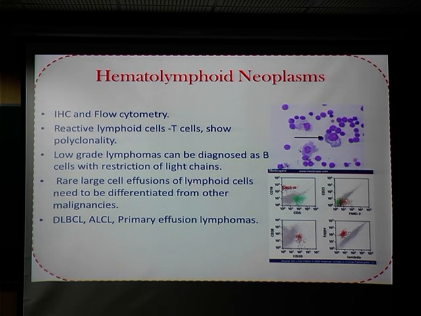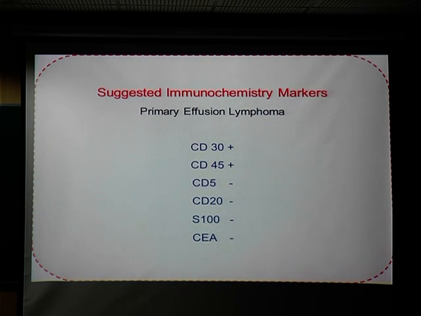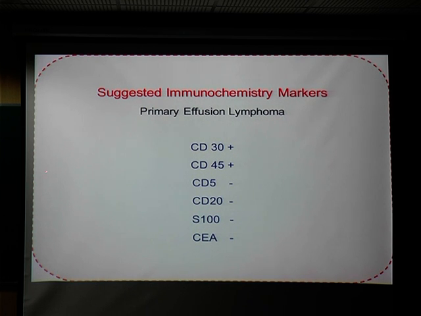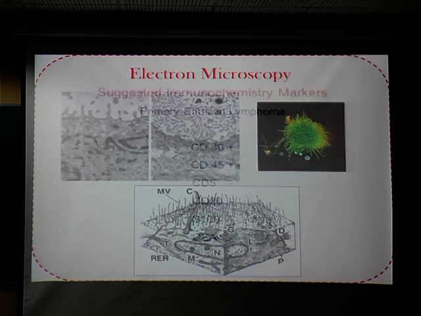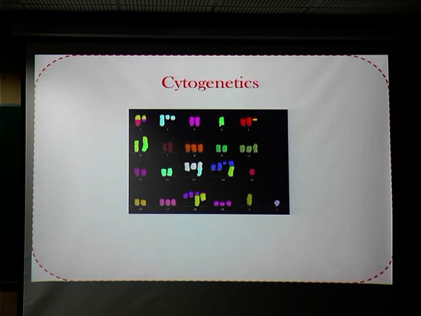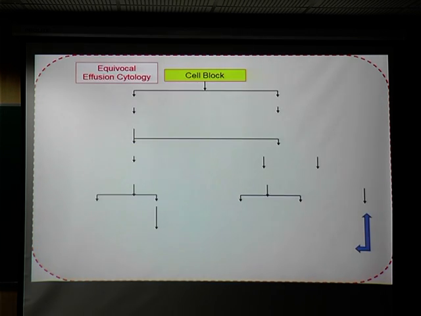Rare large cells in effusion, if they are identified as lymphoid cells, need to be differentiated from other epithelial malignancies. And on the cell block, you have the panel of markers, and that can be decided based on your suspicion. Electron microscopy, Dr. Pangarkar has told us, has a limited value, but it's a very tedious, costly affair, not used in your day-to-day life. Of course, cytogenetics using the FISH and the CISH technique is very helpful in translocation of the chromosomes.